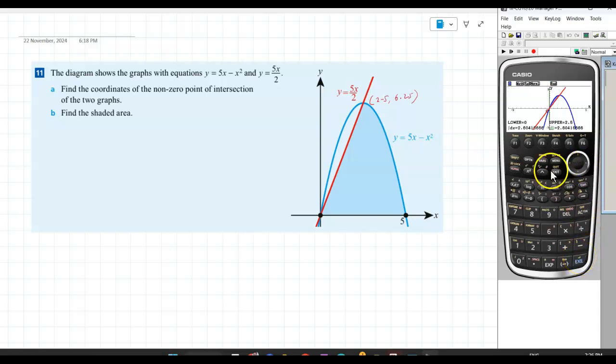Enter. So this area is how much? 2.604. Then I got this area, 20.83 minus 2.6. You don't have to subtract anything. This is this area, the white area.